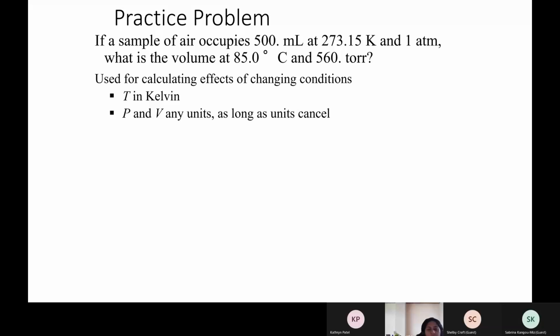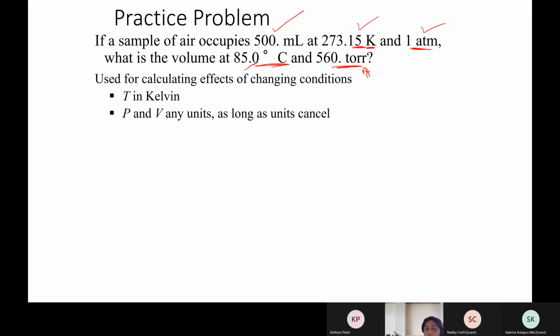Okay, right. Now we are given the volume, we are given the temperature, we are given the pressure. And what is the volume at the new temperature? Look, the first temperature is given in Kelvin, but the second temperature is given in degrees Celsius. So you have to change it to Kelvin. And the pressure, look, pressure is given in torr. For the first condition, the pressure was given in atm.